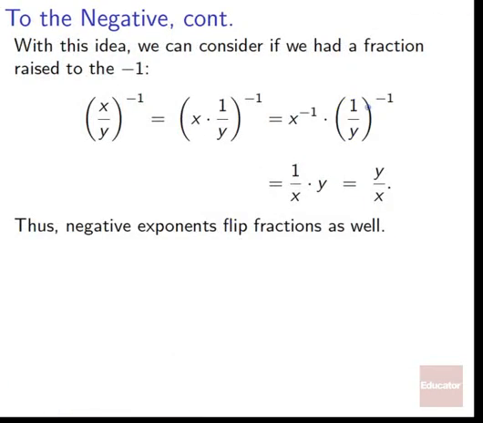With this idea, we can consider if we had a fraction raised to the -1. So not just a number, but a whole fraction. So x over y to the -1, well, you can't stop me from separating that into x times 1 over y. And then we can distribute that -1. Remember, xy to the a is equal to x to the a times y to the a. So that -1 will go on to both the x and to the 1 over y. So we've got x to the -1 times 1 over y to the -1. x to the -1 flips to 1 over x. 1 over y will flip to y over 1, or just y. And so we've got y over x. So negative exponents flip fractions. If we've got a negative exponent, we flip whatever it is. Whether it's a fraction or it's a number, we flip to the reciprocal.